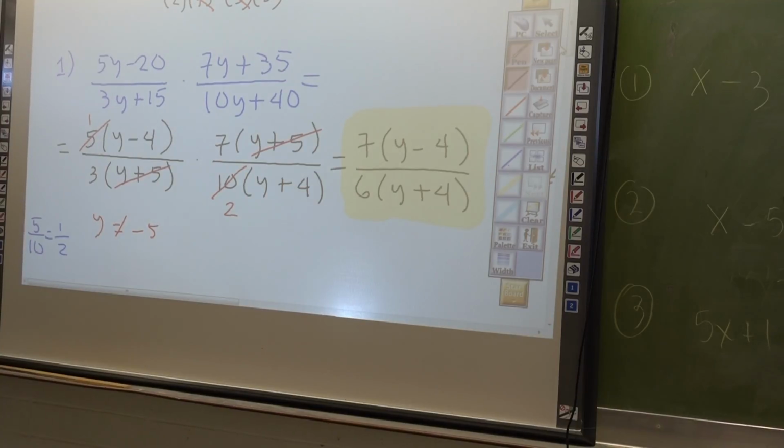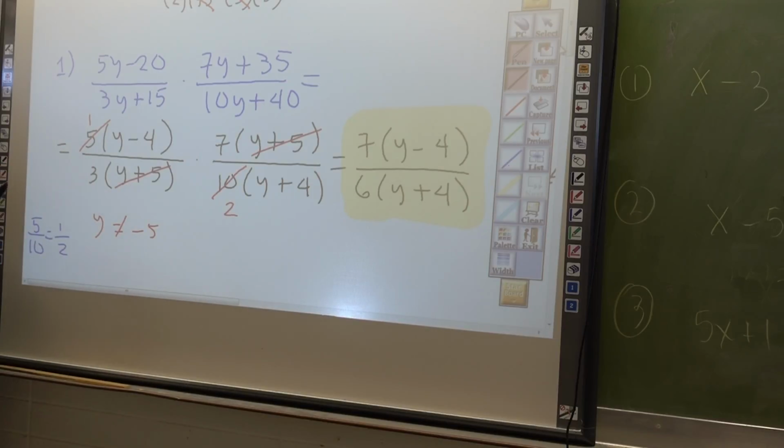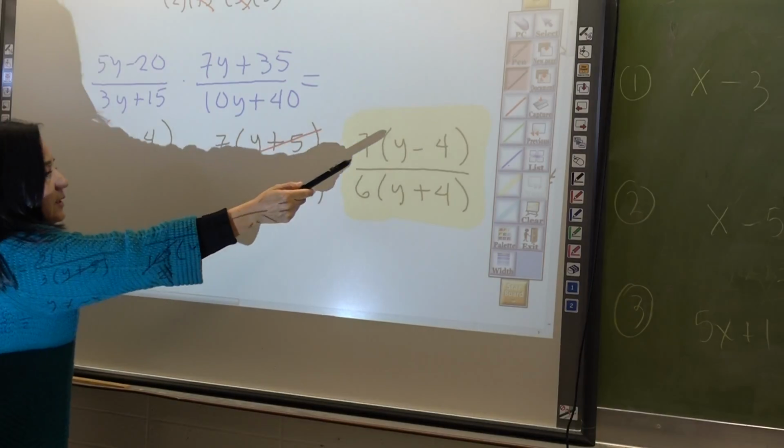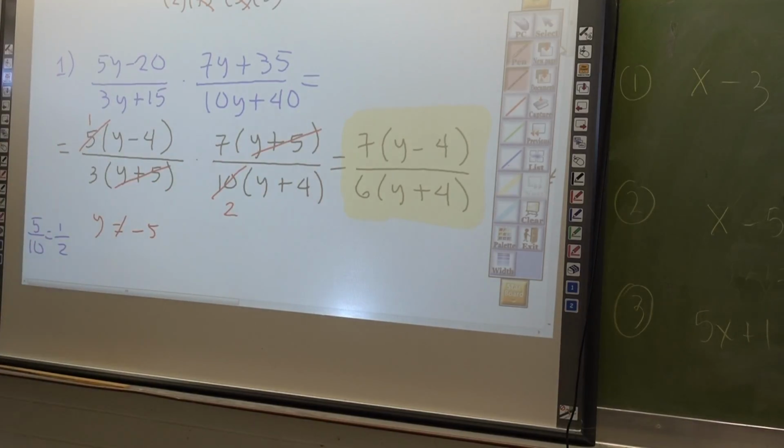Then look for common factors, being careful where the one is going away, because you are making it different from 0. So y plus 5 has to disappear. y cannot be negative 5 because negative 5 plus 5 is 0. What is left on 5 and 10 is 5 tenths. How do I simplify 5 tenths? Isn't that 1 over 2? Cross out the 5 and the 10. So what is left is 1 times 7, 7, and the y minus 4 is part of that. And then 3 times 2 is 6, and y plus 4. And that's the final answer for the problem.